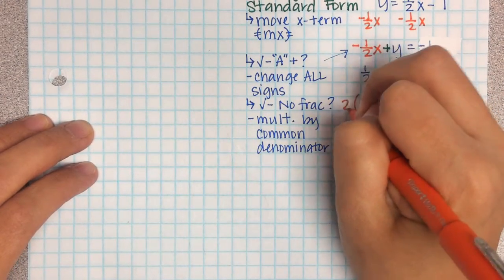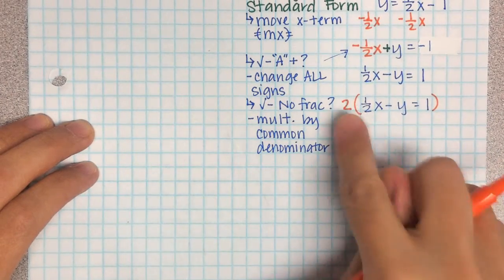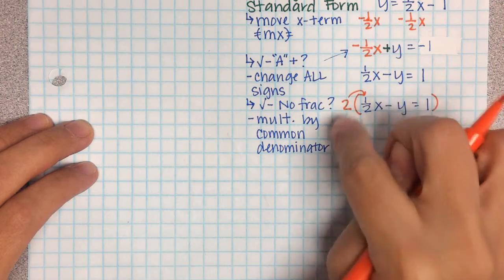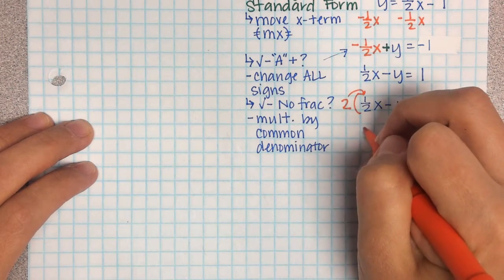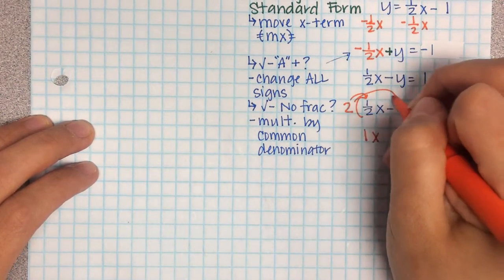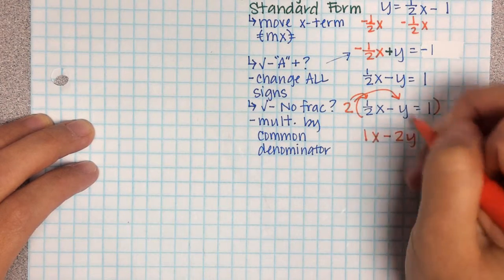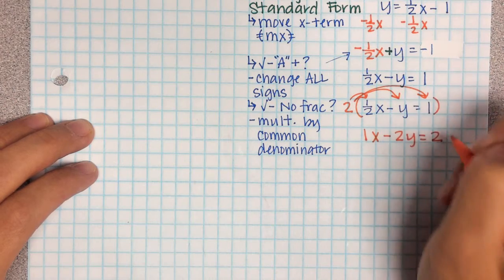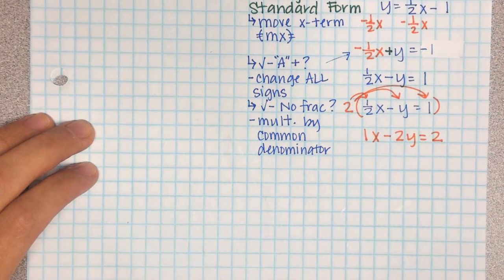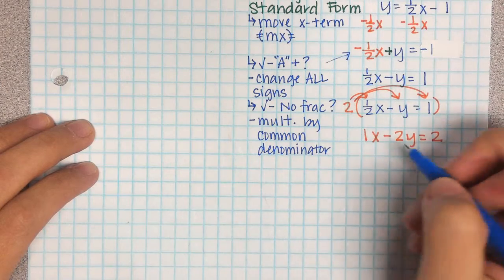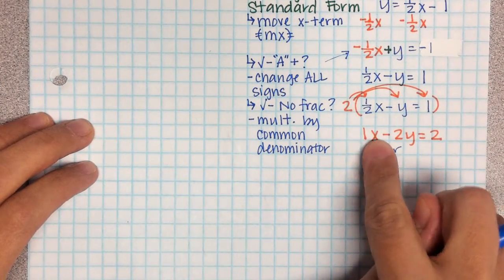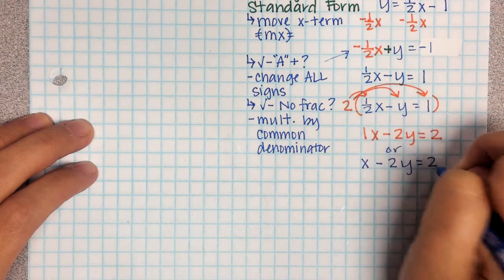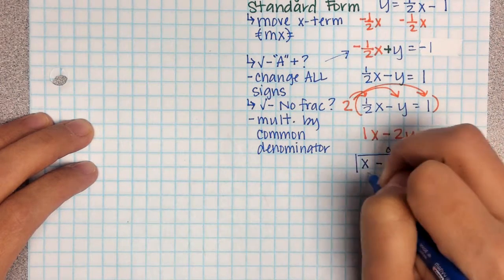I literally take my parentheses and put a 2 around everything. So 2 times 1/2 x is 1x. 2 times y is -2y. And 2 times 1 is 2. And then just to make it prettier, we don't really see a 1 in front of the x, so it's just x - 2y = 2. There's your answer in standard form.